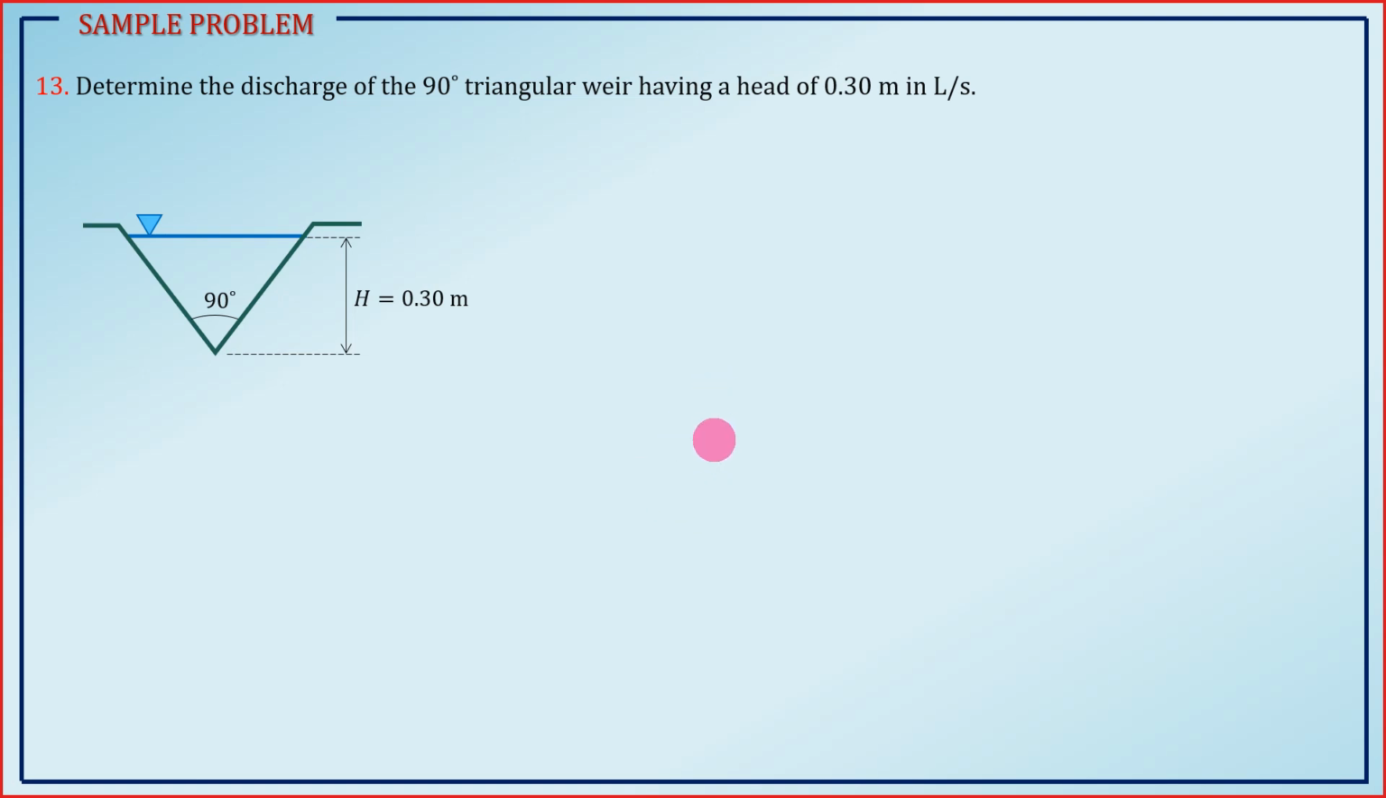Determine the discharge of a 90-degree triangular weir having a head of 0.3 meters in liters per second. Actually, in this problem, we don't have the figure. It is really not given, only the statement to determine the discharge of the 90-degree triangular weir, because we can imagine it. For a 90-degree weir, that is the angle in the middle, and the head is measured from the water level to the crest. So, 0.3 meters.